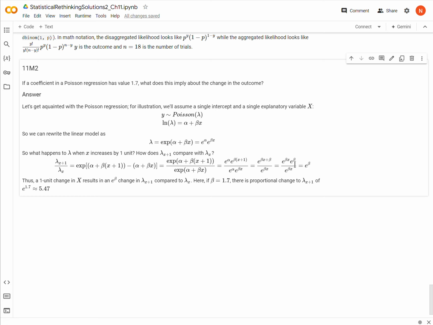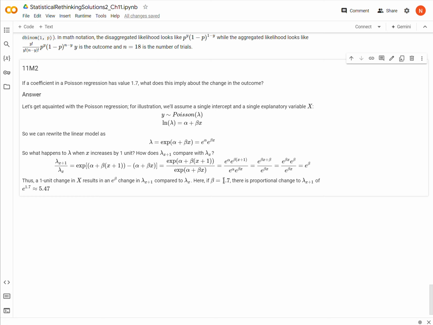Okay, so what does that mean? That means that if we modify x by 1 unit, then the proportional change between lambda at x plus 1 versus lambda at x is just e to the beta. In other words, there is a multiplicative effect happening, because we're taking a proportion. So more specifically to the question, a 1 unit change in x results in an e to the beta change in lambda at x plus 1 compared to lambda at x.